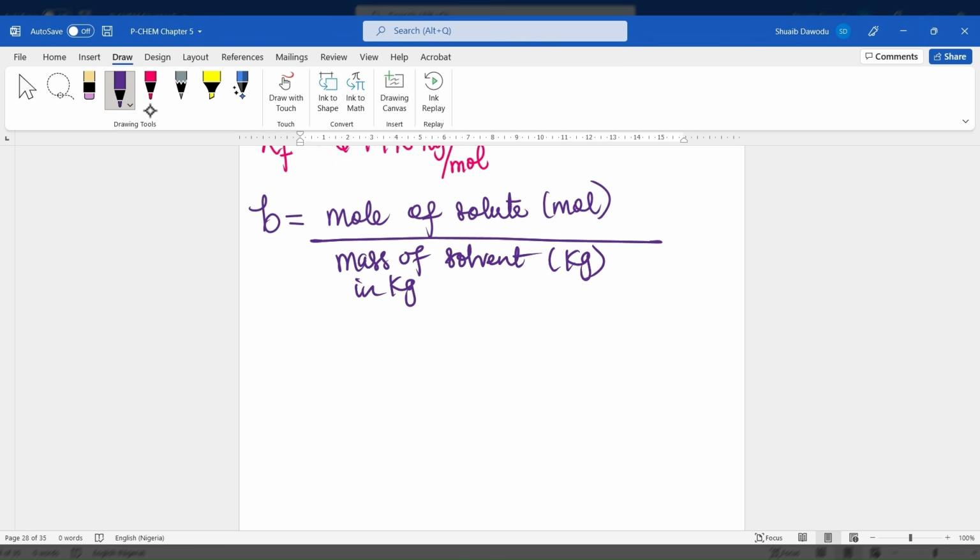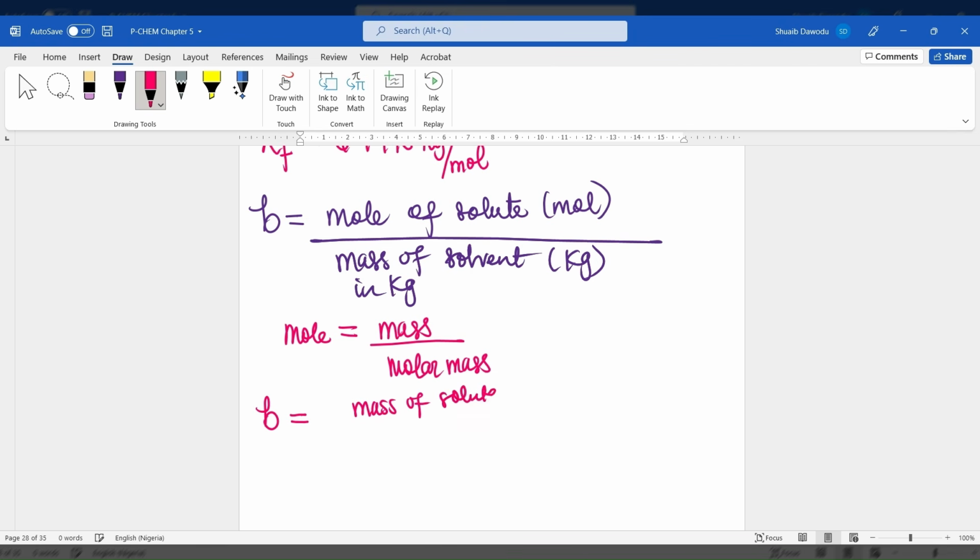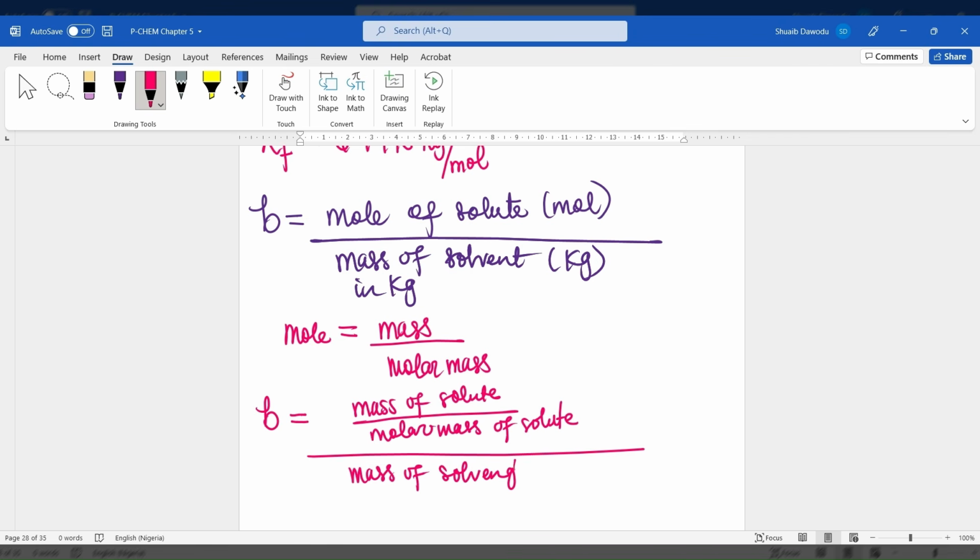Now we also have to remember from general chemistry that mole is simply equal to mass over molar mass. That is how you determine the number of moles of something. So when I use this information, the value for b in this case will simply be the mass of the solute divided by the molar mass of the solute, all of this divided by the mass of solvent. So that is what is going on here.